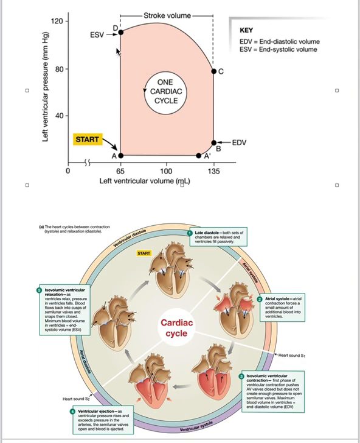The end systolic volume, as you can see here, point D, is the minimum volume of blood the left ventricle contains during one cycle. So at this point, the ventricle has the least amount of blood that it has during one cycle.